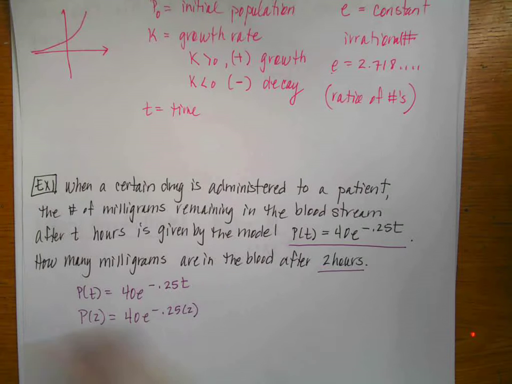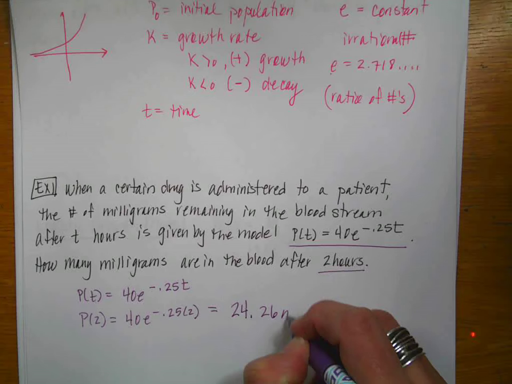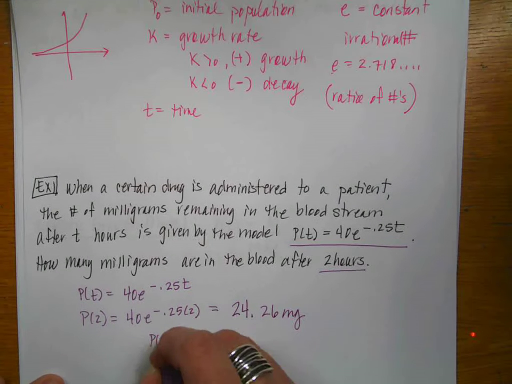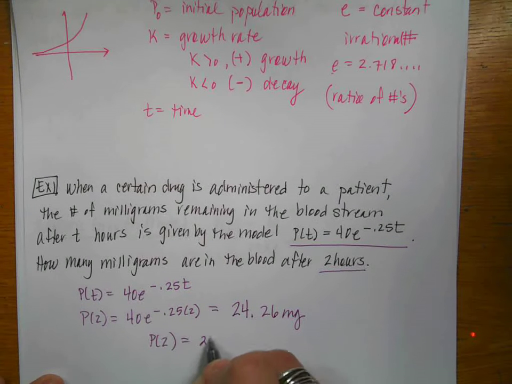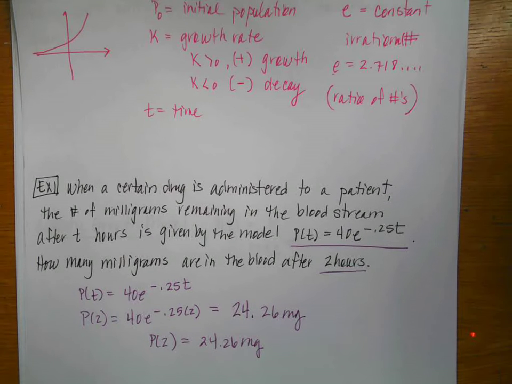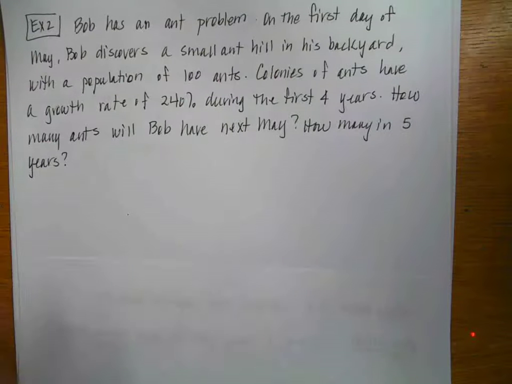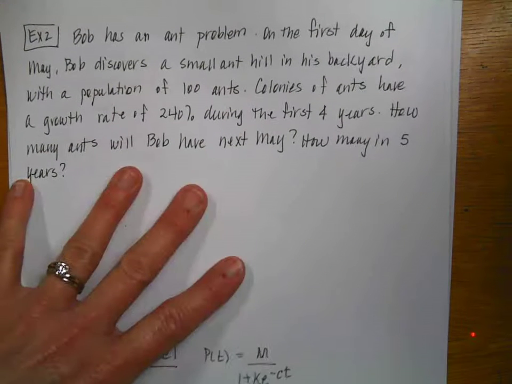And so after 2 hours, my drug concentration is 24.26 milligrams. And so then I would report my answer well, so 24.26 milligrams. So that wasn't too bad. We're just using our calculators to help us solve those problems. All right. For the next example, number 2, we're going to have an ant problem.